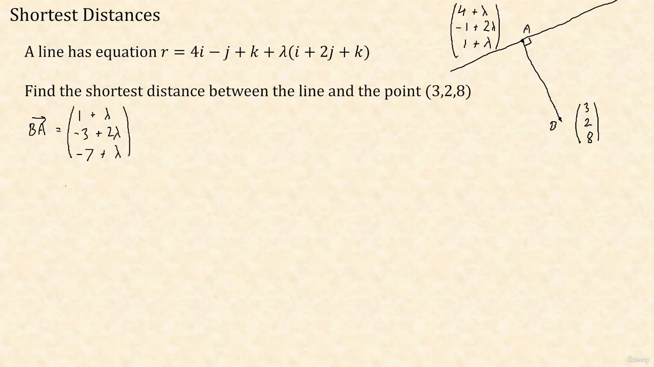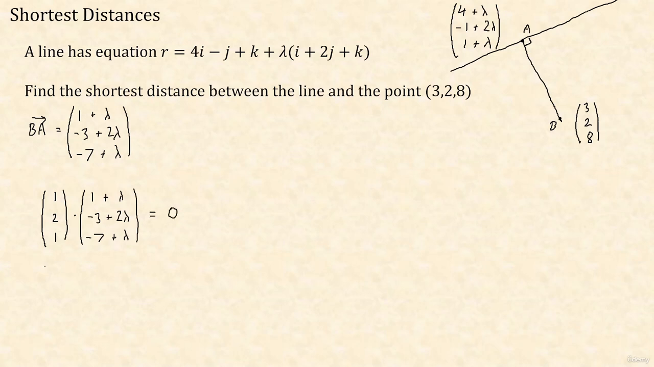And now we can use the fact that this dotted with the direction vector of our straight line should equal 0. The reason why is that we want this to be 90 degrees. So we do the same thing that we did before, it's just this time we're taking the direction vector, which is 1, 2, 1, and dotting it not with OA, not with the origin to A, but B to A, which is 1 plus lambda, negative 3 plus 2 lambda, and negative 7 plus lambda. And we want to set this equal to 0.